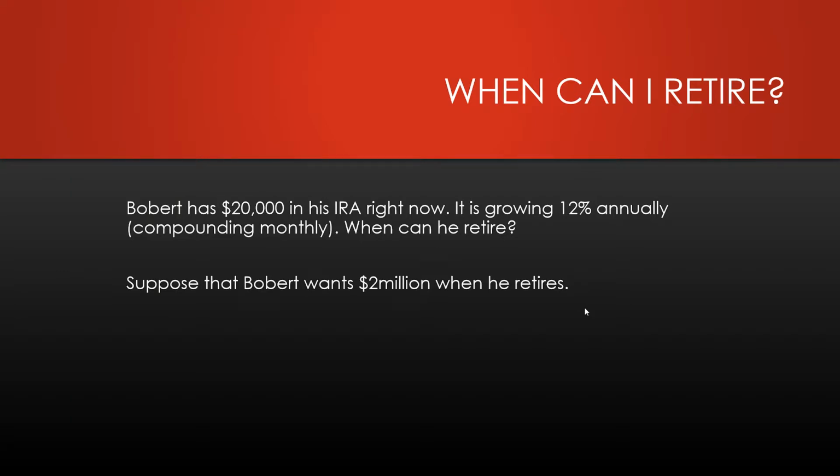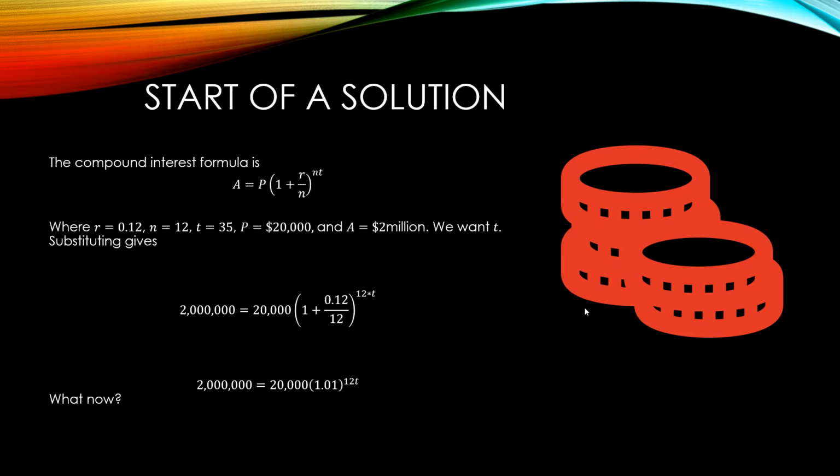It's growing faster than ours, right? It's growing 12% annually. So the question is now, when can he retire? And we're going to suppose that just like me, he wants $2,000,000 when he retires. Well, same formula, right? Compound interest. We've got 20,000 going in for P. We have 2,000,000 for the amount we want at the end. And oh wait, we don't have T. That's what we want, right? We want to know how long to wait until we can retire.